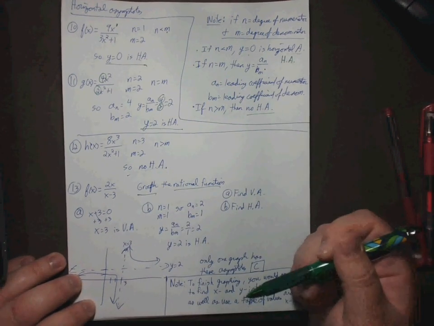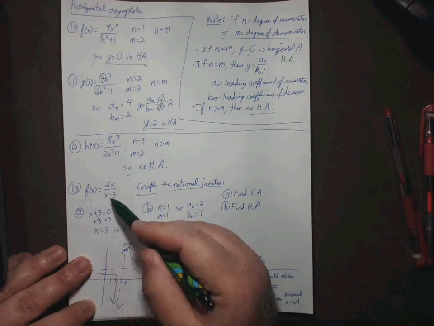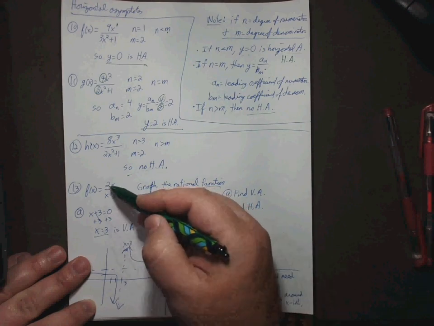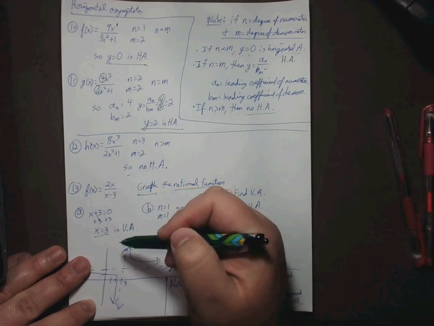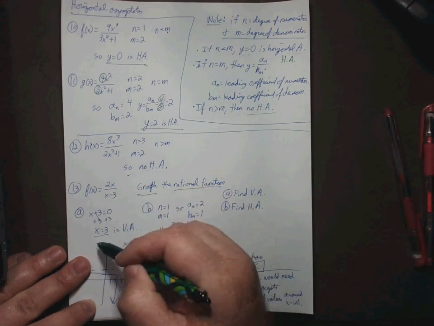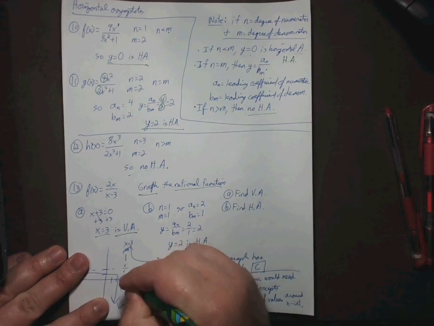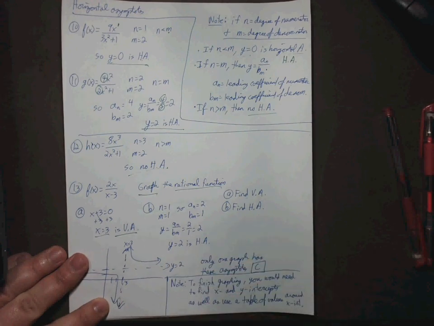So, find the vertical asymptotes first. When does the denominator equal 0? At 3. X equals 3. Top is factored, the bottom is factored all the way. No common factors, so that is a vertical asymptote. So at 3, we have this vertical asymptote here.